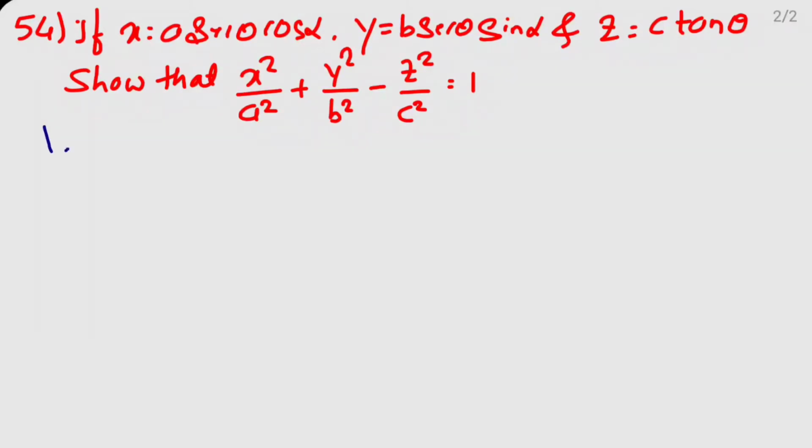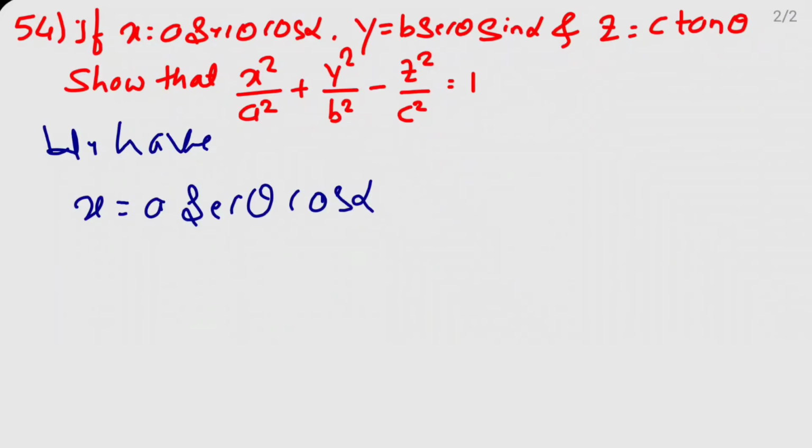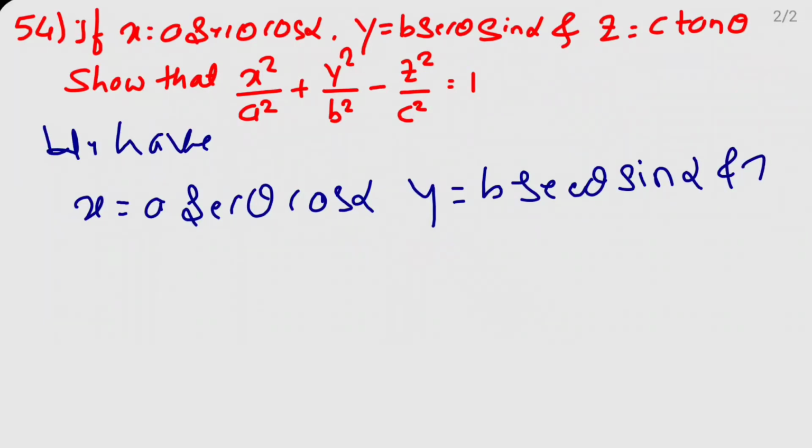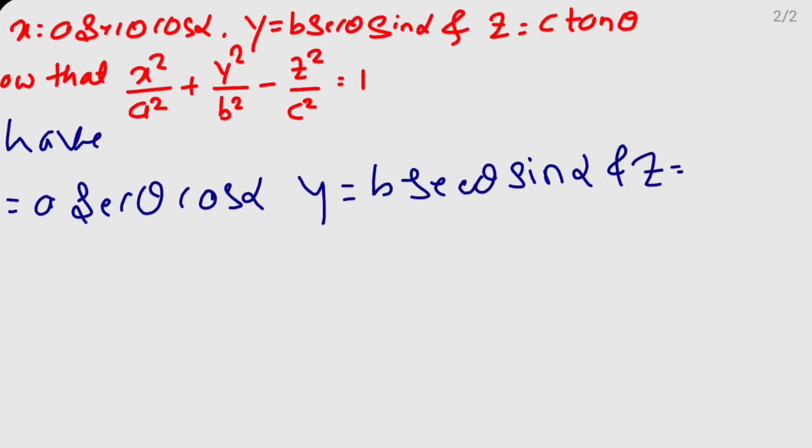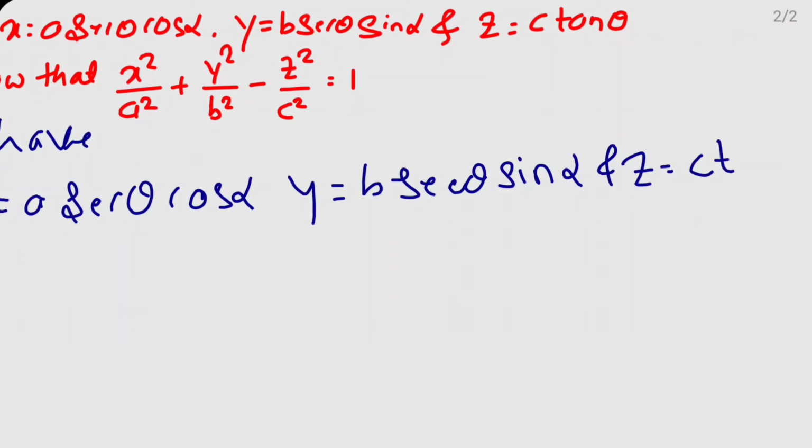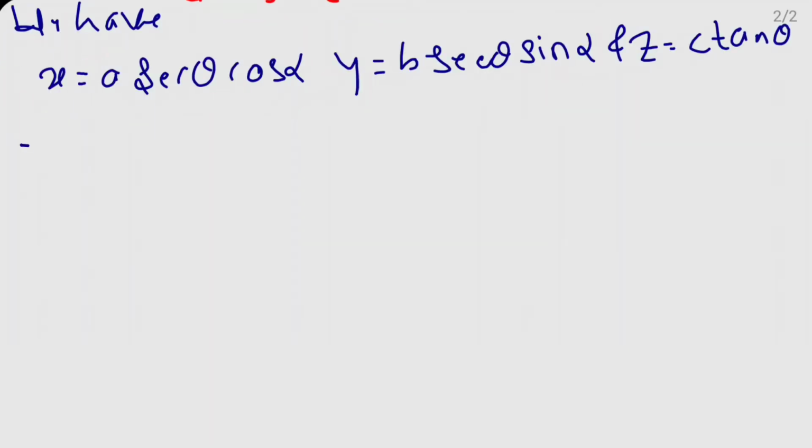We have x equals a sec theta cos alpha, y equals b sec theta sin alpha, and z equals c tan theta. So this implies this a comes from the LHS side, it becomes a division.